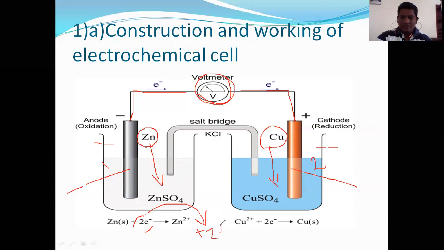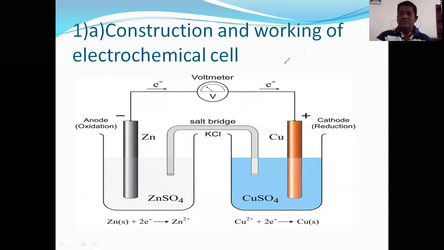What is known as the loss of electrons? Loss of electrons is known as an oxidation reaction. Next, what happens here? Copper gains electrons, and the gain of electrons is known as a reduction reaction. Let me give you the clarity. In the galvanic cell, the zinc rod is taken in the zinc sulfate, and the copper rod is taken in the cupric sulfate.